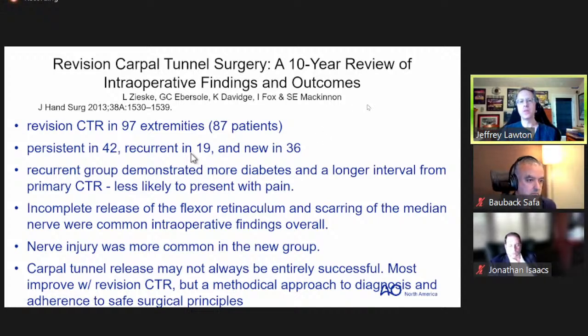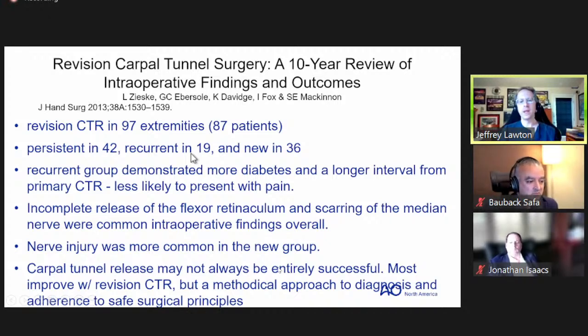Their recurrent group, they found more diabetes and a longer interval from the primary carpal tunnel, and they were found to be less likely to present with pain. What they found is incomplete release of the flexor retinaculum, and scarring was a common intraoperative finding. In terms of the new group, meaning new symptoms, nerve injury was more common in that group.